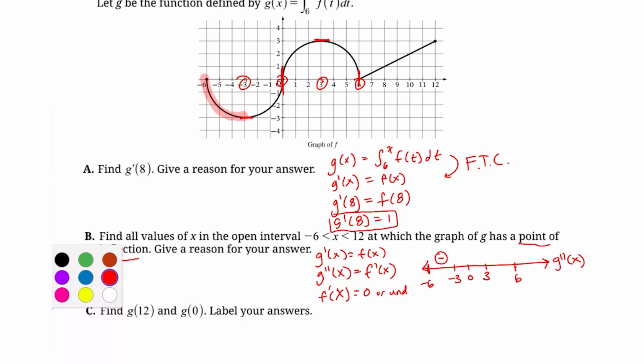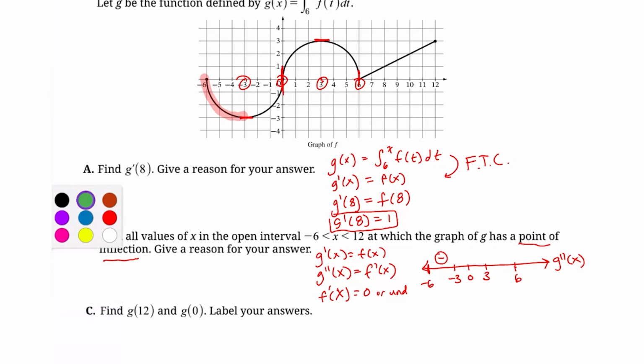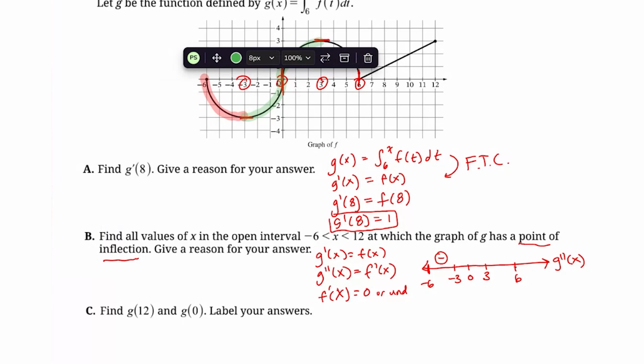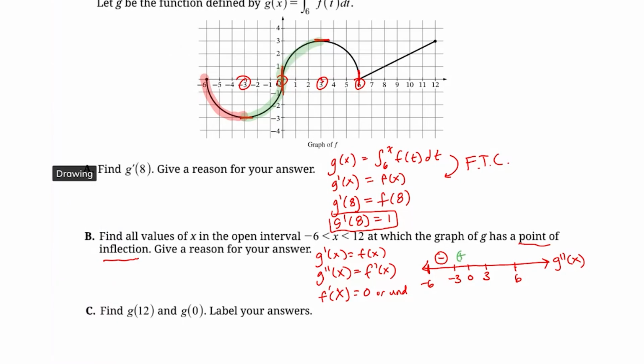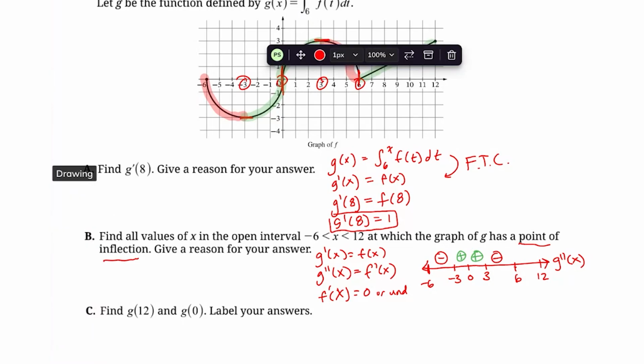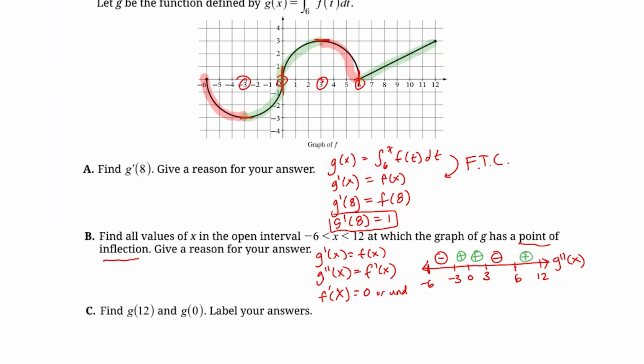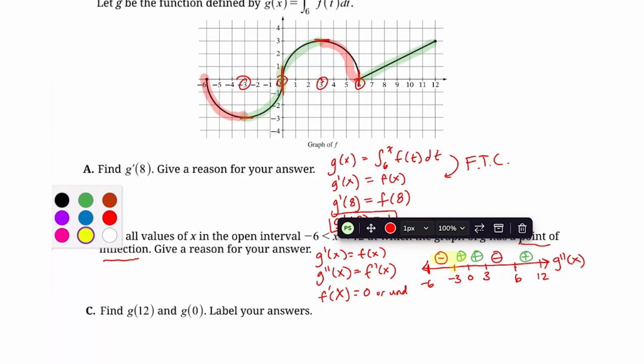Now, between negative 3 and 0, we can see that the slope is positive. It's actually also positive between 0 and 3, so there we do not have a sign change. We do have a sign change at negative 3, but not at 0. Then we're going to look at the interval between 3 and 6, and we can see that that slope is negative. And then the slope between 6 and 12 is positive.